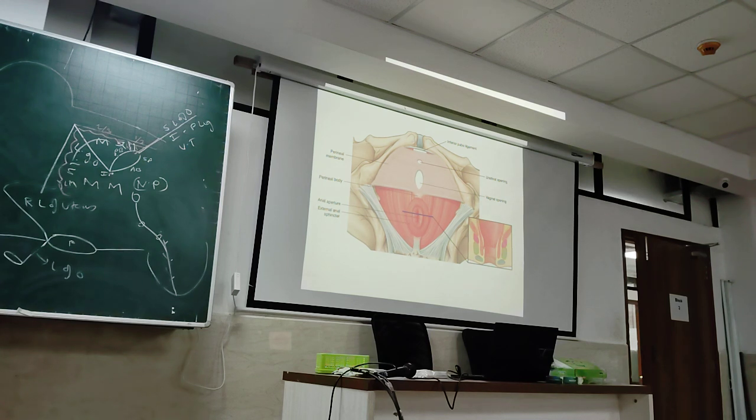Rectum is a part of the large intestine which is above the pelvic diaphragm. Anal canal is a part of the large intestine below the pelvic diaphragm. So in the perineum there is only anal canal, there is no rectum.